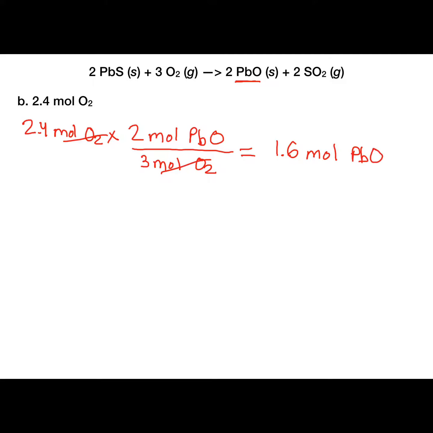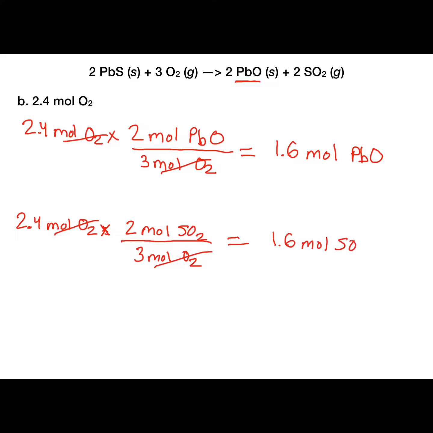Now let's see how many moles of SO2 are formed. So we start with what we were given, which is the 2.4 moles of O2 times, there is 2 moles of SO2 for every 3 moles of O2. Moles of O2 cancels out. So we do the math. 2.4 times 2 divided by 3, and we also get 1.6 moles of SO2.